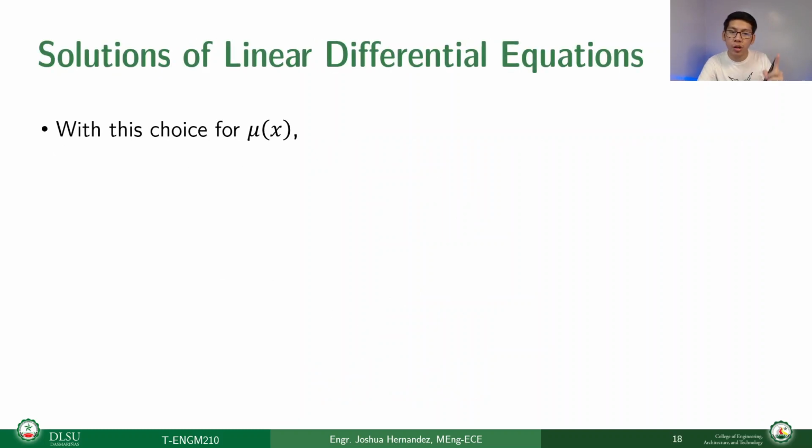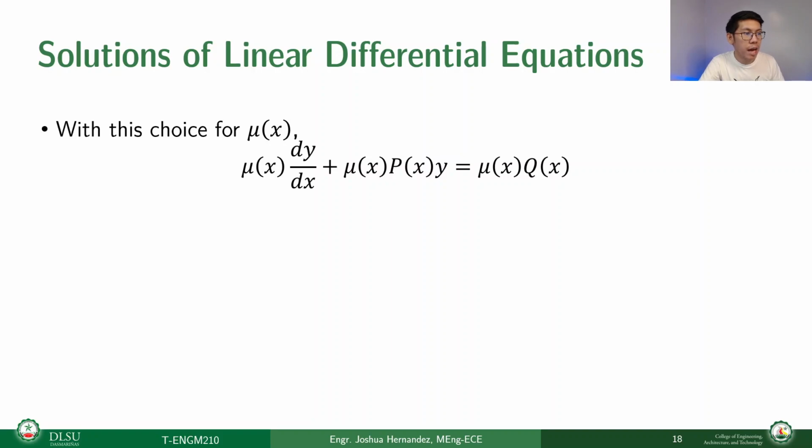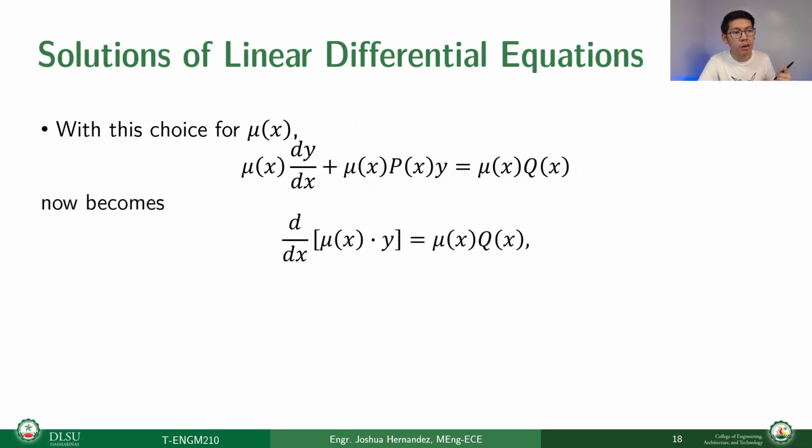Now next, with this choice of μ of x, we have our original equation from earlier. The concept of the integrating factor is that when we multiply it to our original function, it becomes something else. Remember this from the non-exact equations? It becomes something else in the sense that it becomes solvable. This is simply equivalent to the derivative of the product of μ of x times y, equating it to μ of x q of x.